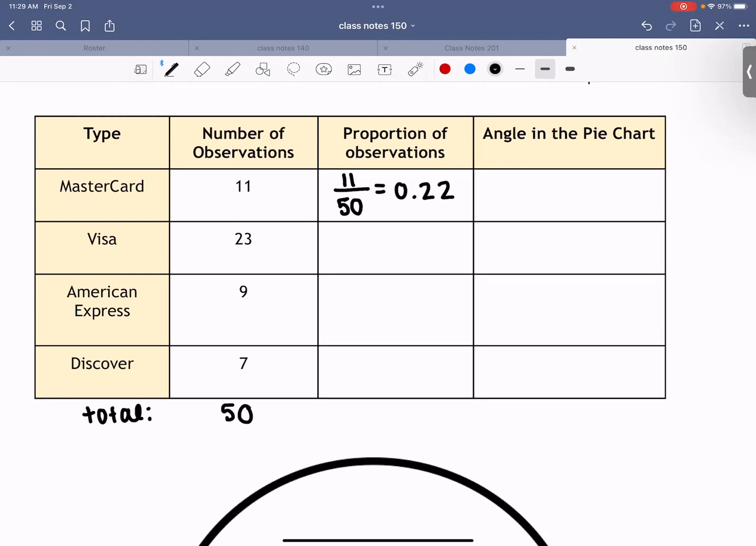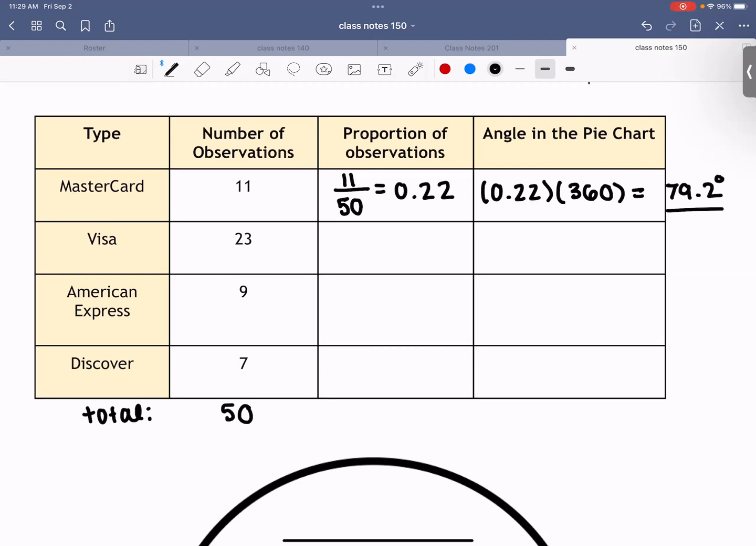Once I get this proportion, this is the proportion of observations that are MasterCard. So 22% is MasterCard. How would I find the angle in my pie chart? Perfect. I'm going to take 0.22 and multiply it by 360. And what do I get? 79.2. So the angle in my pie chart is going to be 79.2 degrees when I finally construct that pie chart. Any questions?